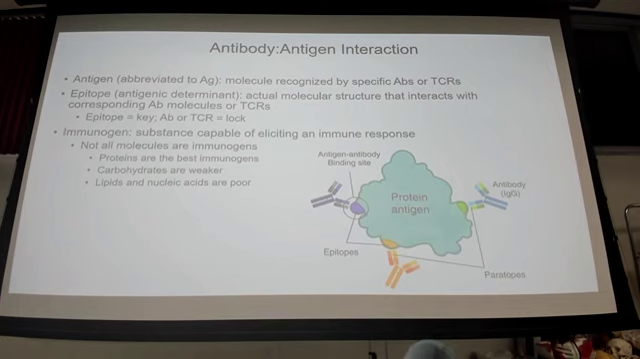And then down on the bottom tranches of recognition, we have lipids and nucleic acids. They're just poorly immunogenic. We can still recognize them. Our antibodies are able to identify nucleic acids. They can bind to them. They can even bind to lipids, but they do not stimulate a very robust immune response.